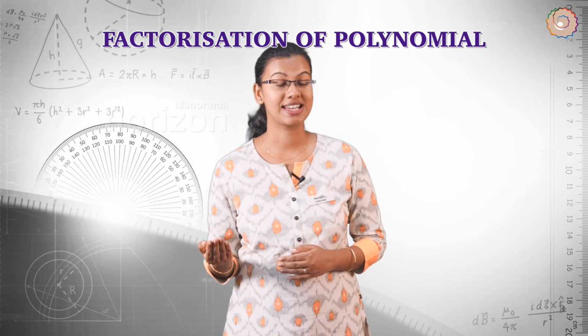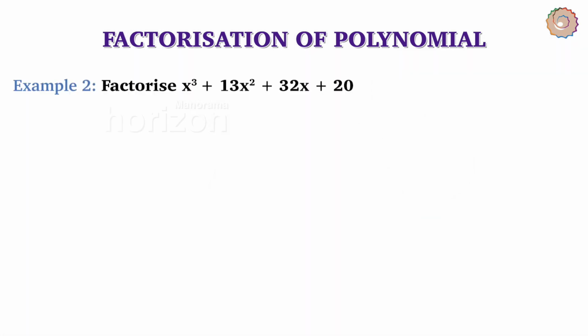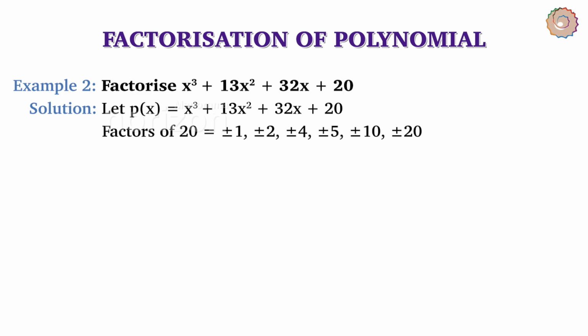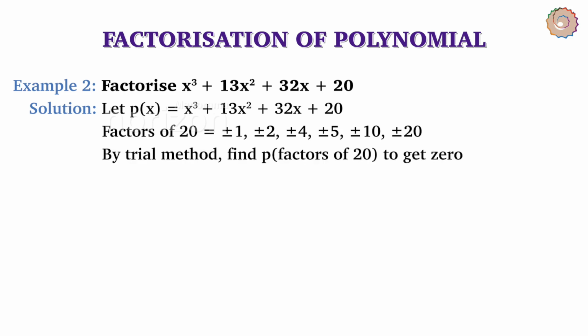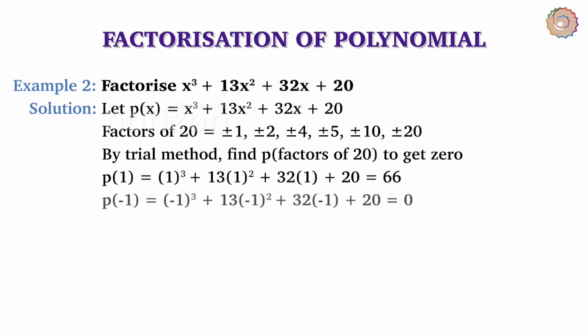Now let's go to the next level of factorization. Let's factorize a cubic polynomial, that is x cube plus 13x square plus 32x plus 20. Let p of x equal x cube plus 13x square plus 32x plus 20. Now we find the factors of 20. They are plus or minus 1, 2, 4, 5, 10 and 20. By the trial method, we check p of the factors of 20 to get 0. We find that p of 1 equals 66. Then p of minus 1 is 0. So x plus 1 is a factor of p of x.